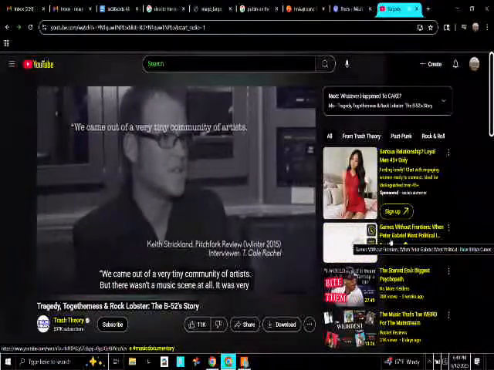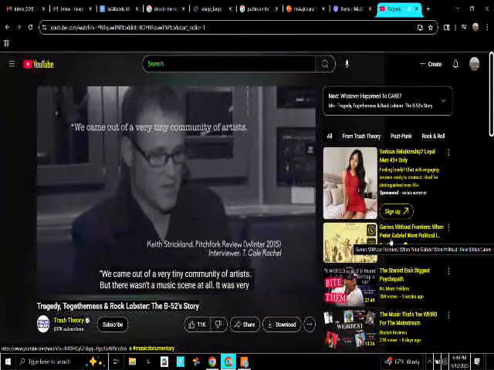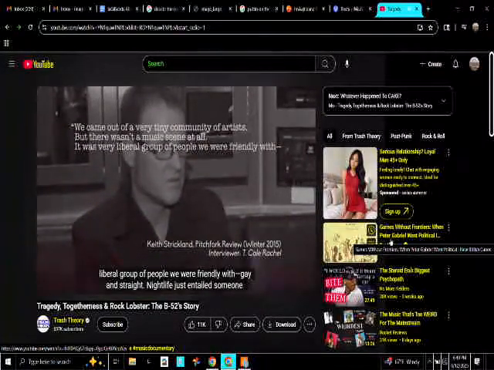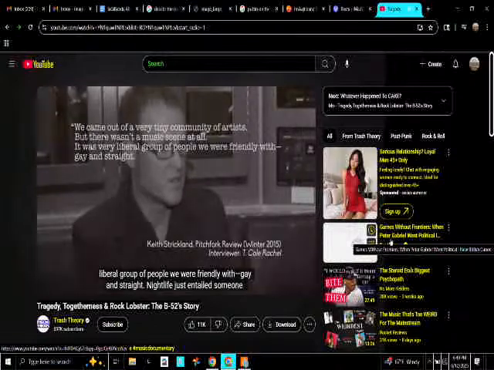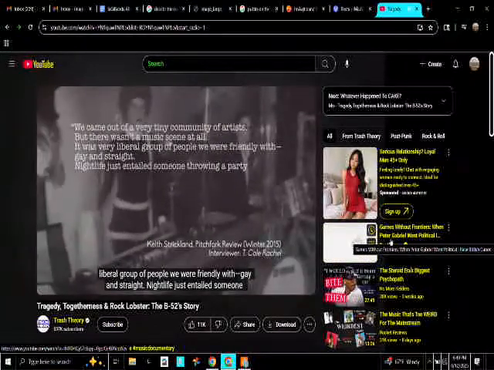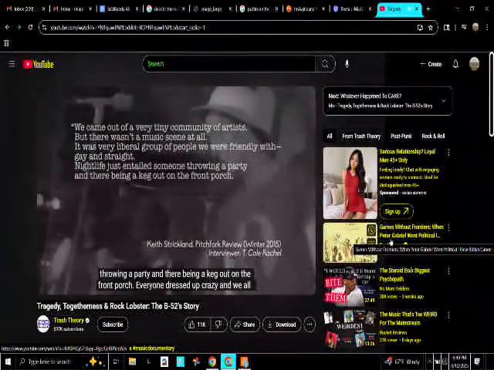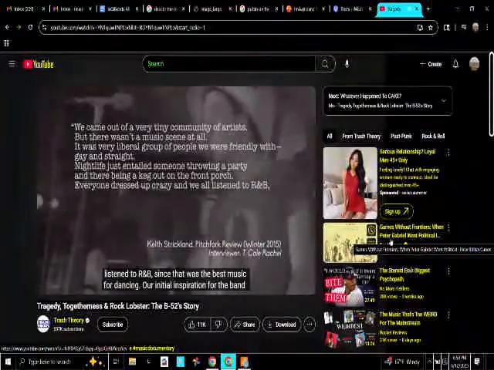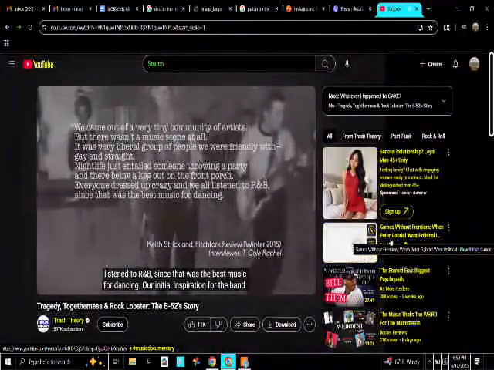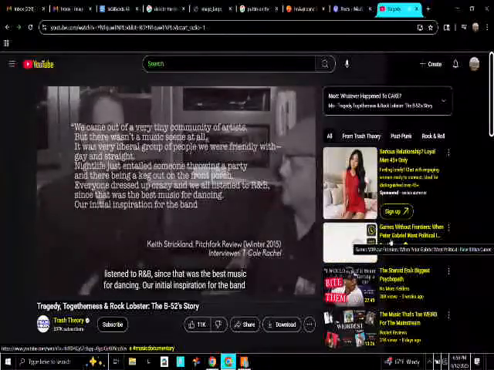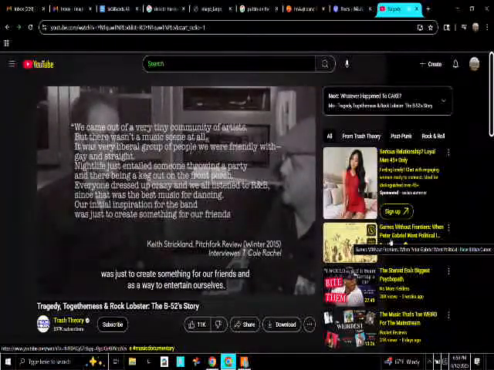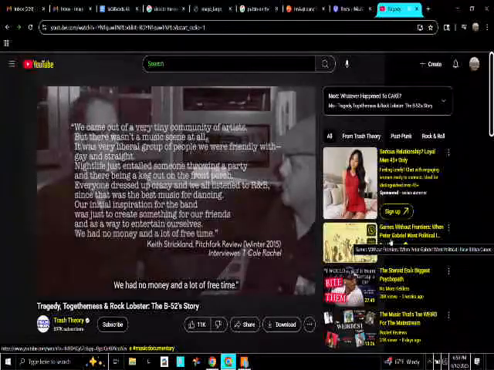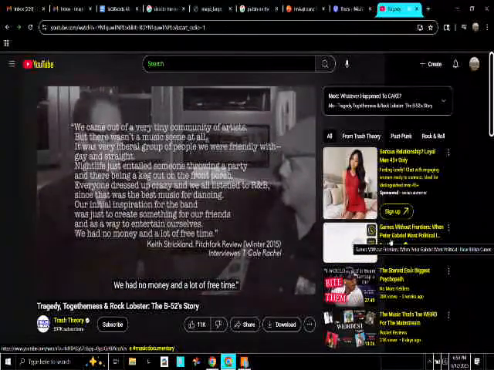We came out of a very tiny community of artists, but there wasn't a music scene at all. It was a very liberal group of people we were friendly with, gay and straight. Nightlife just entailed someone throwing a party and there being a keg out on the front porch. Everyone dressed up crazy, and we all listened to R&B, since that was the best music for dancing. Our initial inspiration for the band was just to create something for our friends, and as a way to entertain ourselves. We had no money, and a lot of free time.